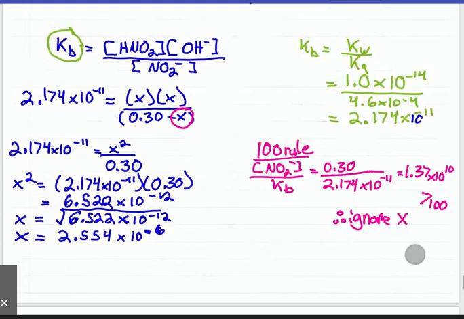All right, so this is all the math working. It's working your way through. Pretty straightforward. You have done this before, but you get an x equaling 2.554 times 10 to the negative 6. So now at this point, you have a hydroxide concentration. You know that the concentration of hydroxide ion in the solution is 2.554 times 10 to the negative 6.